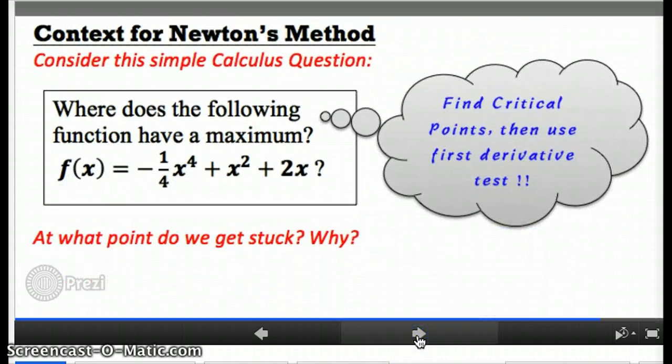So Newton invented a method for finding roots. And this is a really important thing. I'll try and convince you of why it's important using a simple question. The question in the box here says, where does the following function have a maximum? At this point in the course, that's a pretty easy calculus question. All we need to do is find the critical points and then use the first derivative test. But for this example, we get stuck. Can you see where we'd get stuck and why?